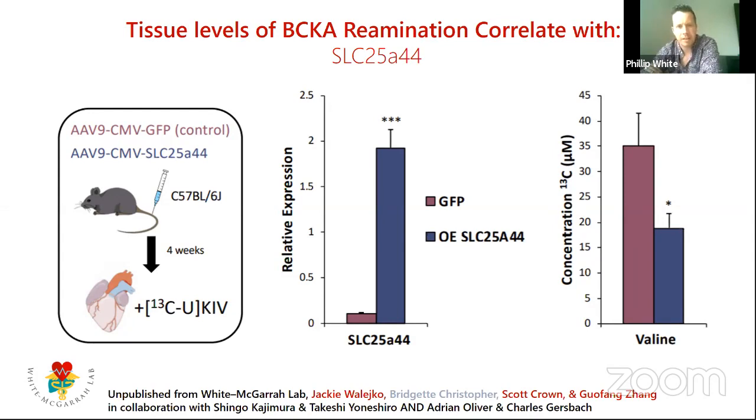So these data suggest that it may be that the low expression of the solute carrier leads to sequestration of reaminated valine within the heart and away from the mitochondria, and that can be overturned by increasing expression. And so this may be a novel therapeutic pathway or a means to lower the accumulation of branched-chain keto acids or promote their oxidation within the heart. And we've got some studies ongoing to test those hypotheses.